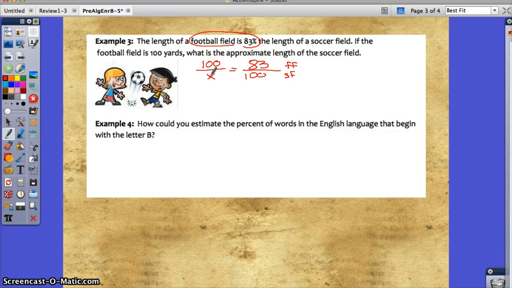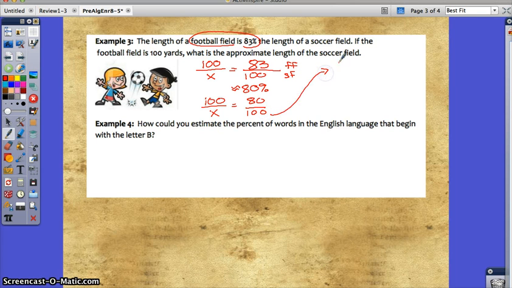Now, we could solve this and we could get an exact answer, but it just says what is the approximate length, so we can go ahead and estimate this. I would break this down. I would think about those compatible numbers. 83%, maybe we could round that to about 80%. So basically, I want to find about 80% of the 100. So I want to do this proportion instead if you want. It'll be a little easier to work with, and it'll work out a little neater, so we can round it here.